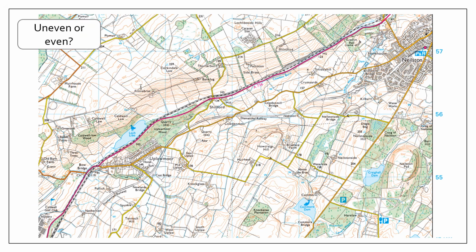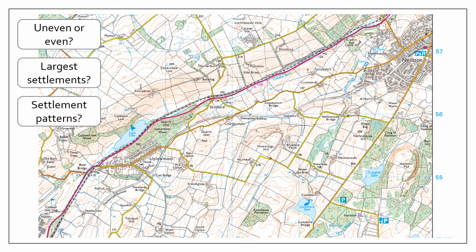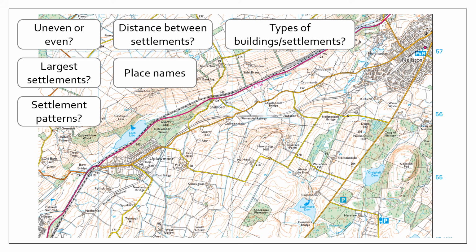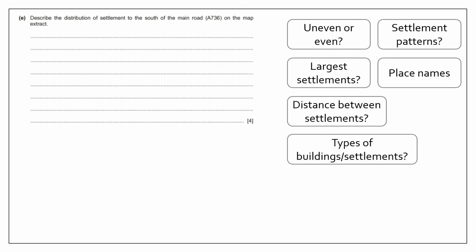So back to this question, we're looking at the southern part, the uneven or even distribution. Where are the largest settlements? Are there any? What are the settlement patterns that you can see? What's the distance between the settlements? Can we get some place names in there? What are the types of buildings or settlements that you can see? So linear, dispersed, or nucleated. So if we go back to this question, I have these points to remind me.